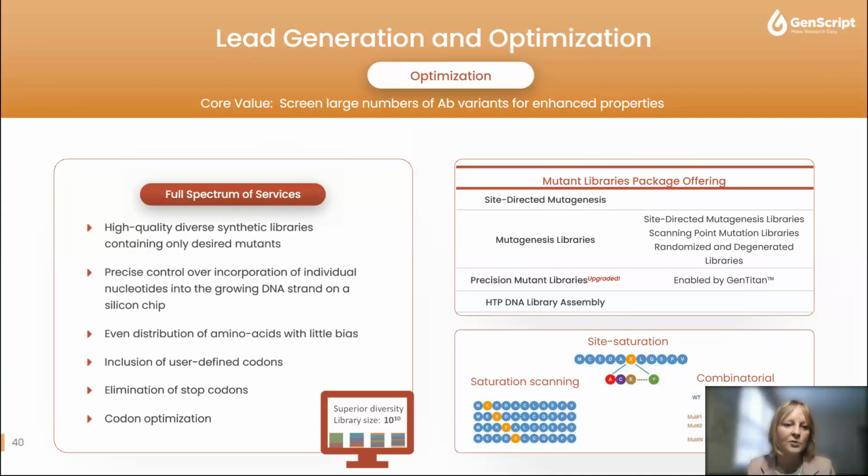Our precision mutant libraries are powered by the GeneTitan platform that I mentioned earlier, enabling the improvement of antibody binding affinity via CDR engineering and antibody affinity maturation. And this can be done through saturation scanning, site saturation, and/or combinatorial mutagenesis in order to create a unique library.